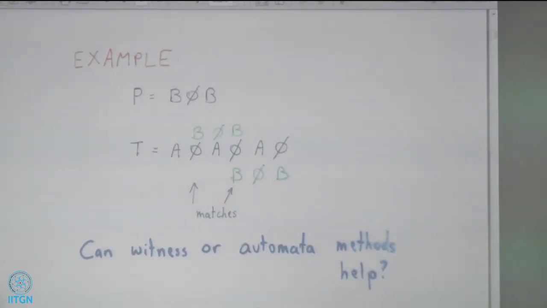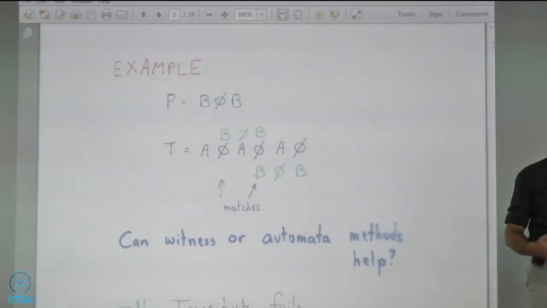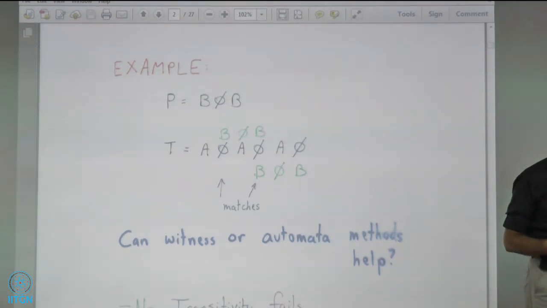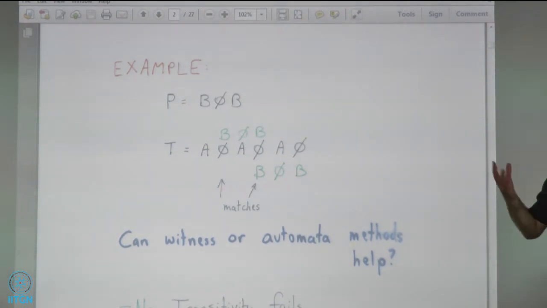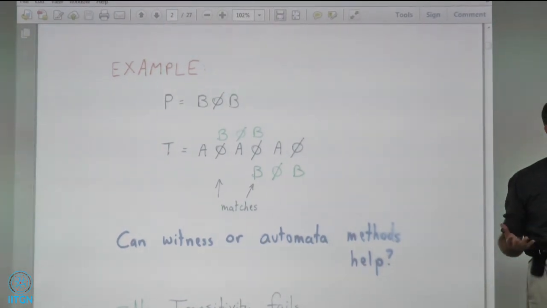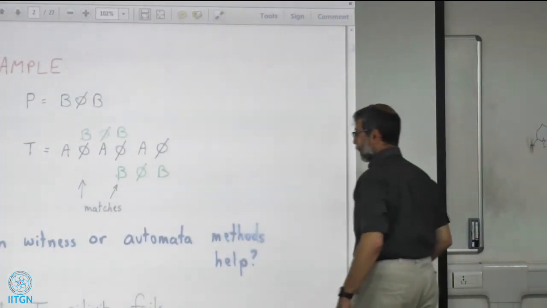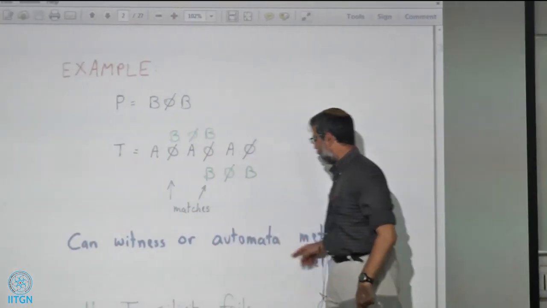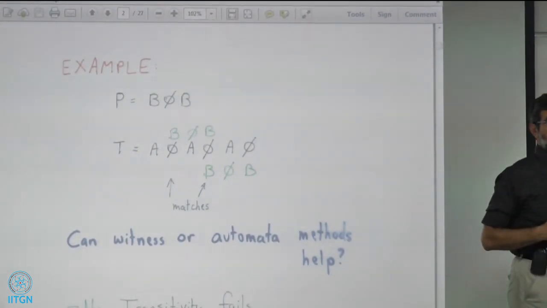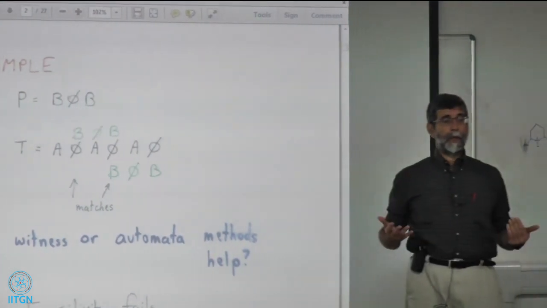Now, I think I even said it to you, but I always say that the first thing you always do whenever you're presented with a problem is think of what you know how to do, the naive way. Or if you already know how to do something in a specific way, try what you know. So we do know already both the witness and the automata methods. So let's see if we can actually impose them on this problem and see if it works.